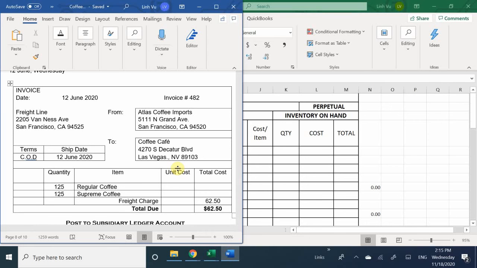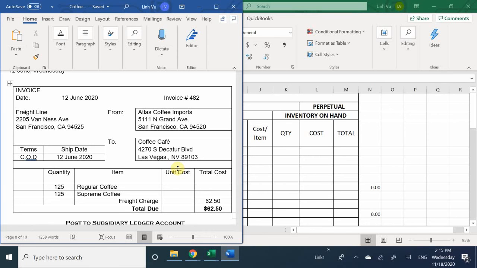$62.50. And because we have equal amounts of coffee, what's your assumption? You're going to divide it by 2. Yes. Split it in half. Exactly. 50% is going to go to this regular and 50% is going to go to the Supreme, right? Freight is measured by weight, how heavy the item is. So in this case, we have an equal amount of pounds that we ordered, so therefore this shipment is split in two.